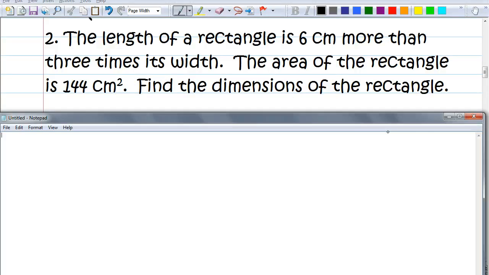Claire, why don't you read the example 2 for us? The length of a rectangle is 6 centimeters more than 3 times its width. The area of the rectangle is 124 centimeters squared. Find the dimensions of the rectangle.